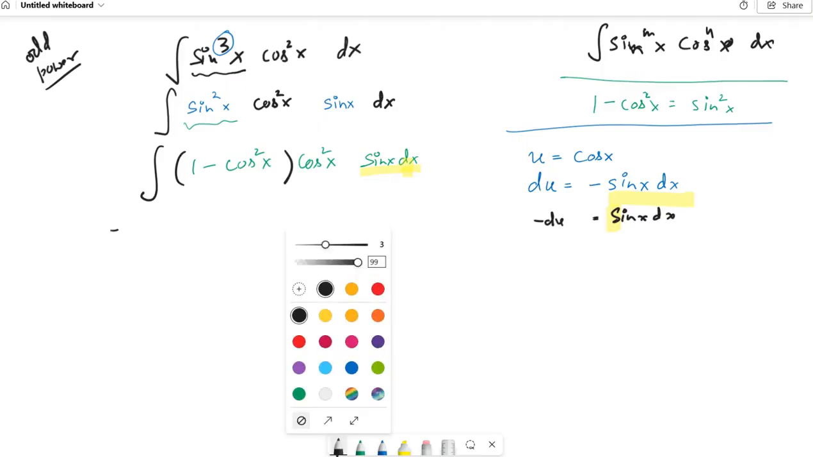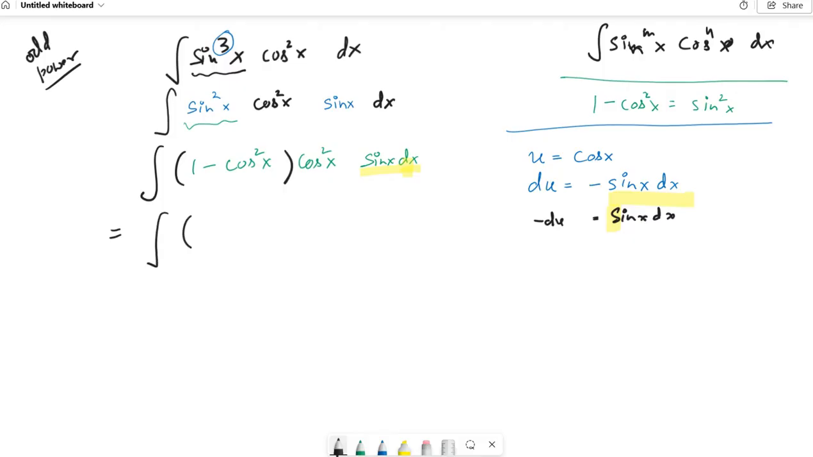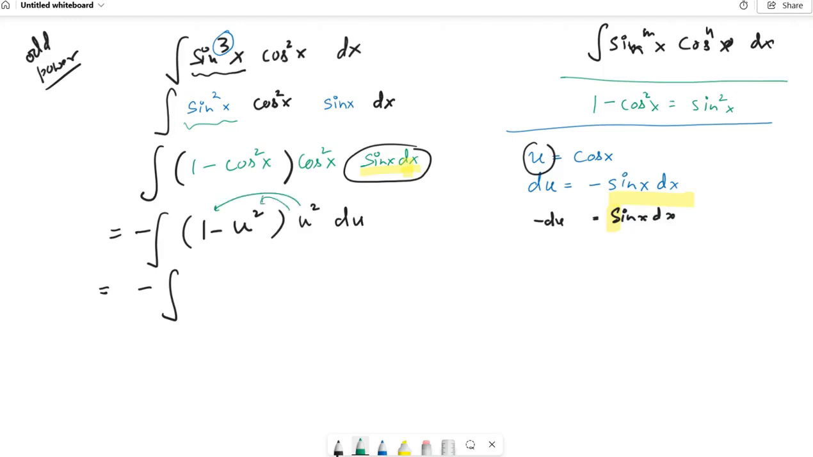When I make all this substitution, this will be 1 minus u square, because cosine I put as u. This is also u square. And this sine x dx is negative du. Negative, I take it outside. Okay, negative. This u square can distribute inside. This will become u square minus u to the 4 with respect to u.